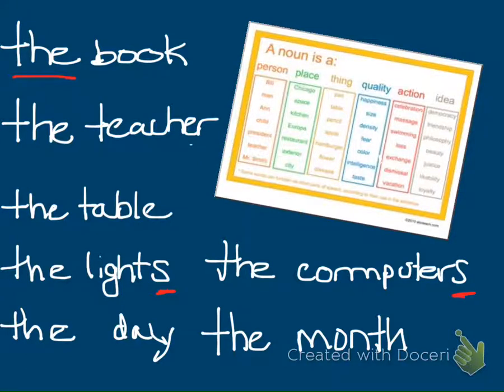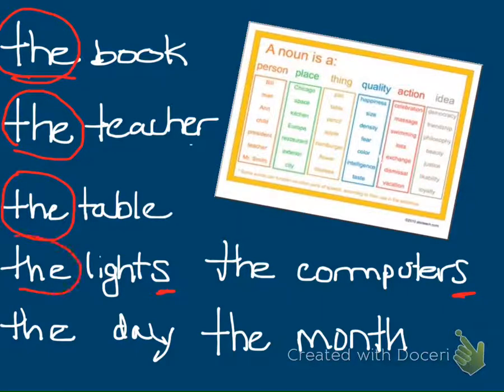This the is what is called a definite article. That name is not super important, although in the future we will be studying the idea of a definite article versus an indefinite article. But for now, what you need to know is that we have your the, your article, and then your noun.